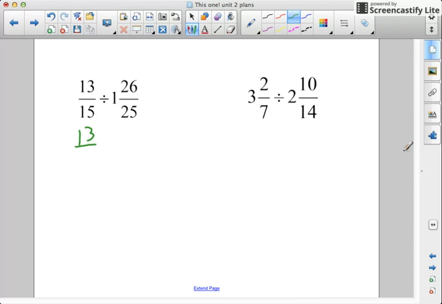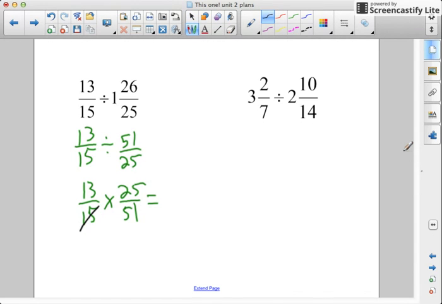Well, 13/15 is a proper fraction. I'm going to rewrite it as an improper fraction, this one, which is 51 over 25. Change it to a multiplication question and flip that one. I can cancel a 5 out of here. So divide by 5, I get 3. Divide by 5, I get 5. So my final answer is 65 over 153.